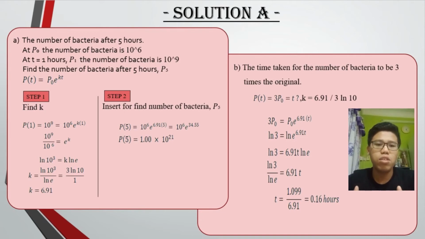That's all. We just need to insert into the formula P(t), where we know that 3P0 is 3 times the initial number, and we just insert it into the formula and that's it. We use the natural log equation, and we get t, which is the time for the number of bacteria to become 3 times.